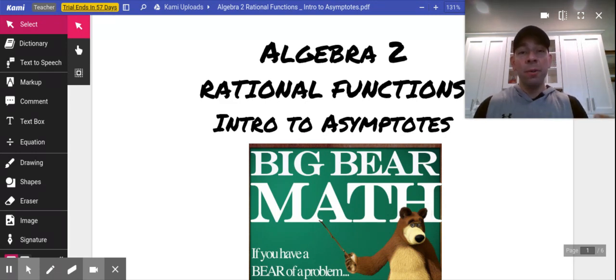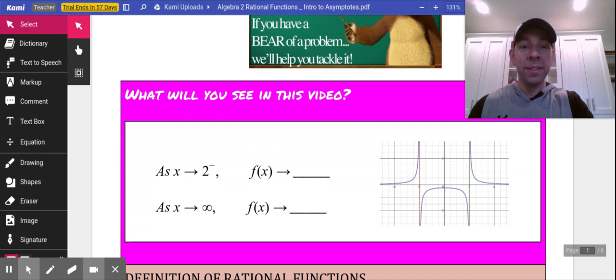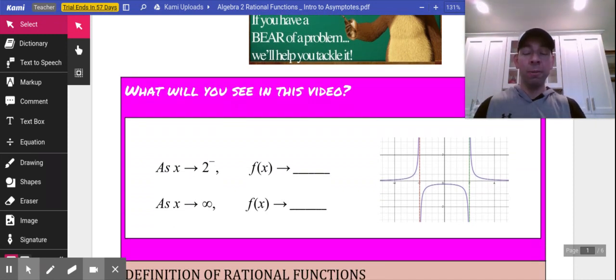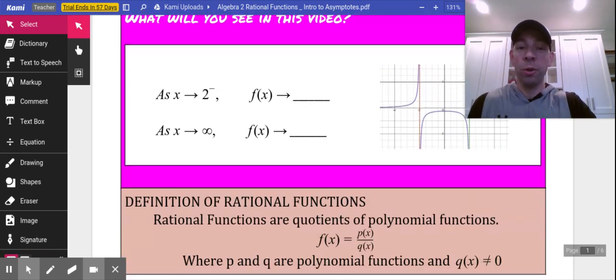So everything we do for the next several videos is going to revolve around investigating rational functions. And today we're going to talk about introducing you to asymptotes. So what are we going to see in this video? By the time we're done with this video, hopefully this is a question that we find pretty easy. We're going to use this graph here, and by interpreting and reading this graph, we're going to be able to say, as x approaches 2 from the left, what does f of x approach? Or a second question might be, as x approaches infinity, what does f of x approach? Those are the things that we're trending towards.